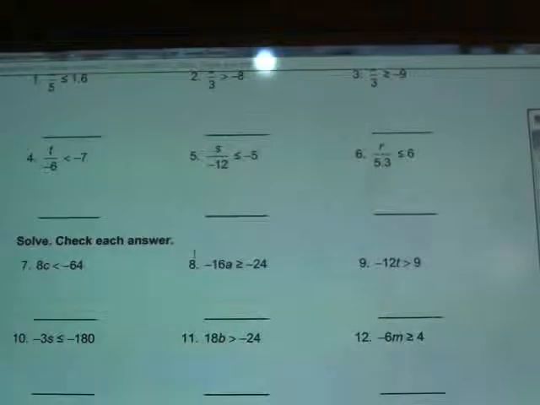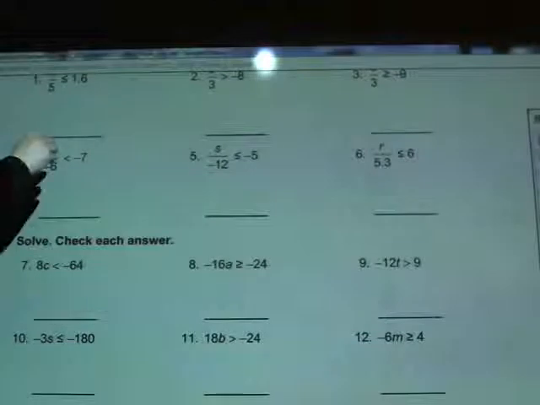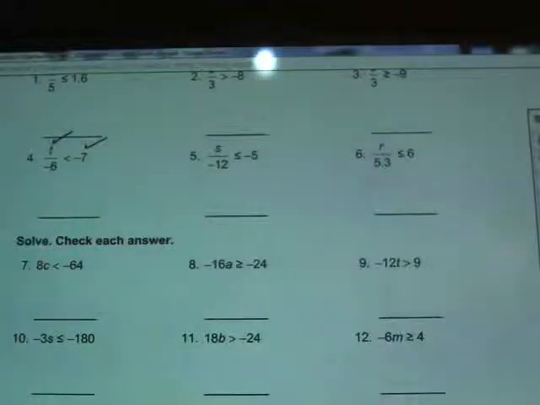Start with number 4. T divided by negative 6 is less than negative 7. Remember, we solve these just like we solve equations. We're going to treat that inequality sign, less than in this particular question, just like equals, and go from there. Keep the variable on the left and the number on the right. The thing that's not marked off there is the negative 6, which is what's going to have to move. Since I'm dividing by negative 6, I'm going to do the opposite, which is to multiply both sides by negative 6.